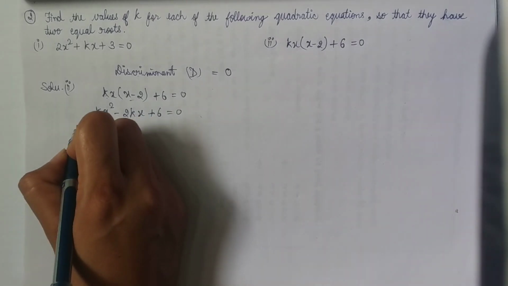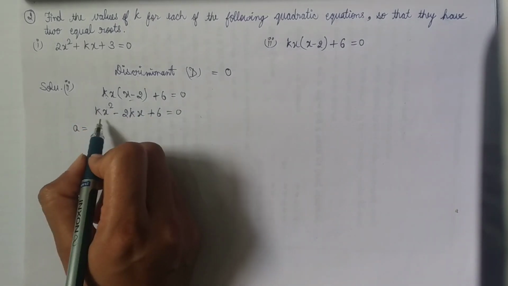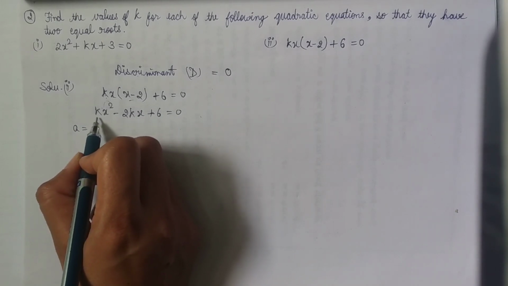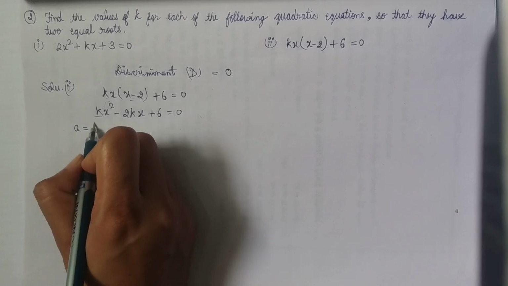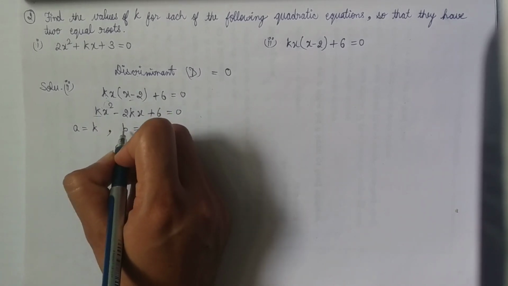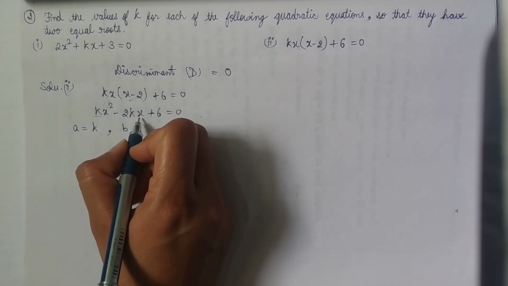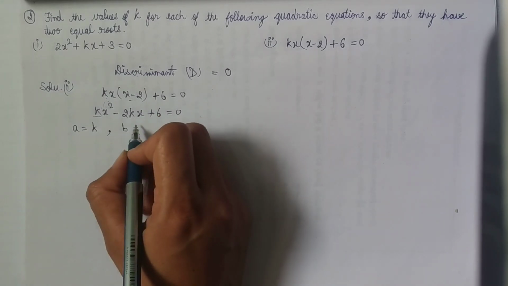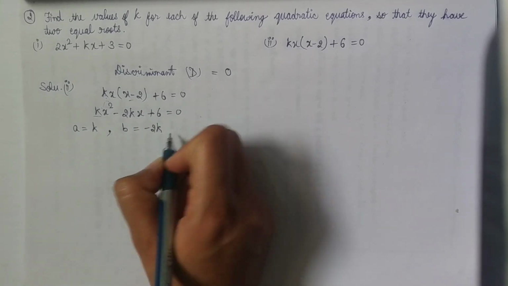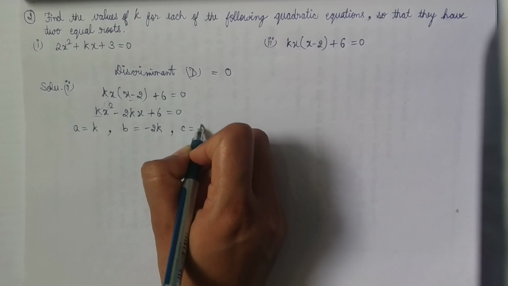And the value of a for this quadratic equation will be what? A will be the coefficient of x square. So we have the coefficient of x square as k. So this will be the value of a. And for b, the coefficient of x, we have the value minus 2k. And the value of c will be equal to 6.